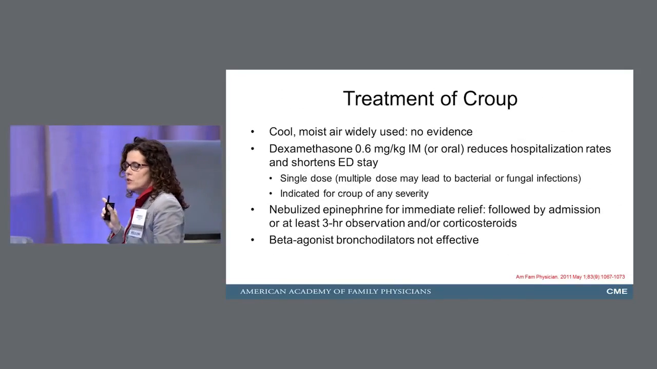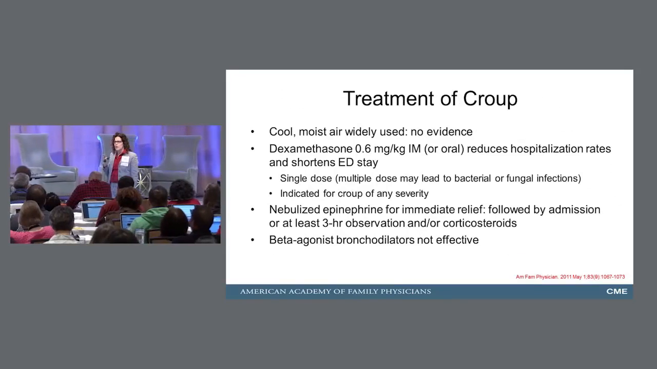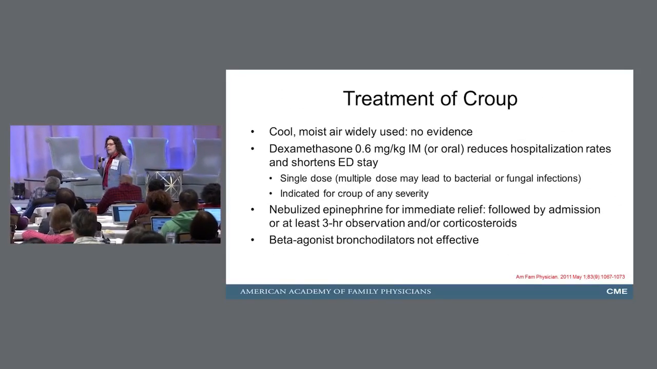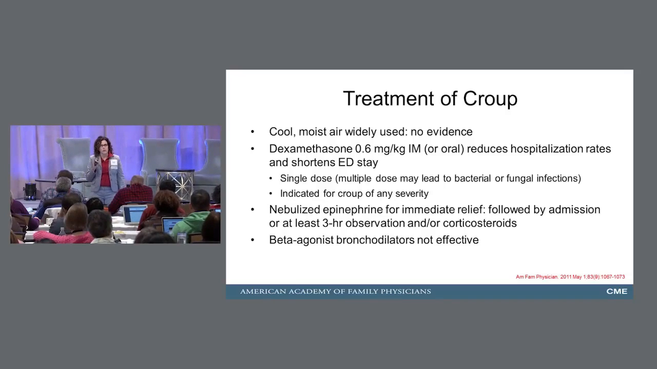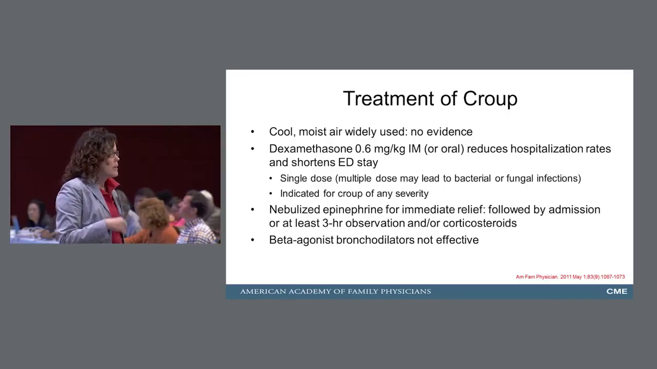The treatment of this, though, is dexamethasone. And this is a change from those of you who may be trained in the past. And any severity of croup gets dexamethasone. The dose is 0.6 milligrams per kilogram. You can give it IM.